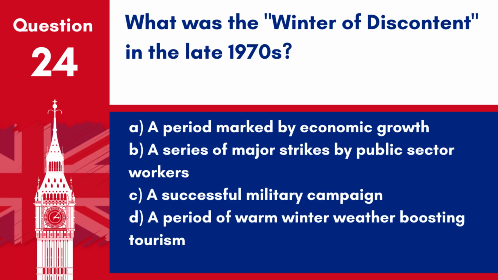Answer B. A series of major strikes by public sector workers. The Winter of Discontent in the late 1970s was marked by widespread strikes among public sector workers in the UK, driven by dissatisfaction with wage caps amid rising inflation, which severely disrupted public services.